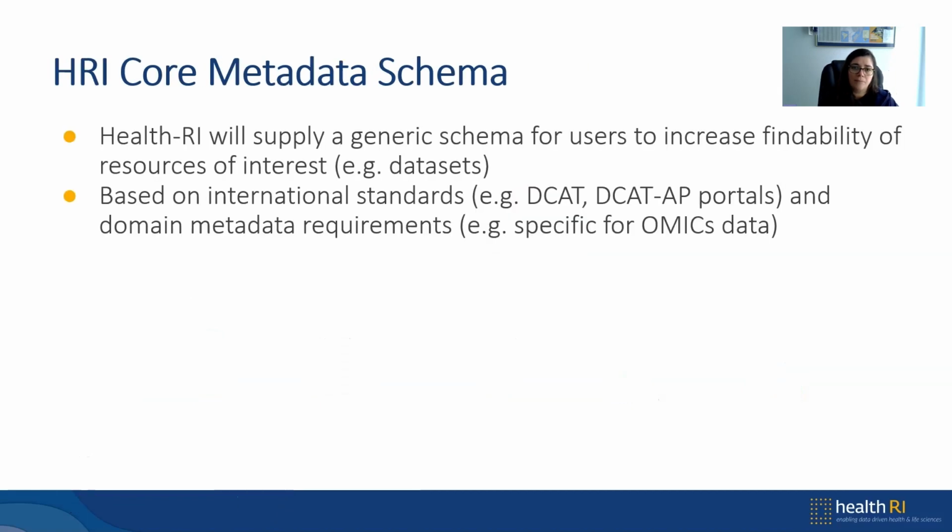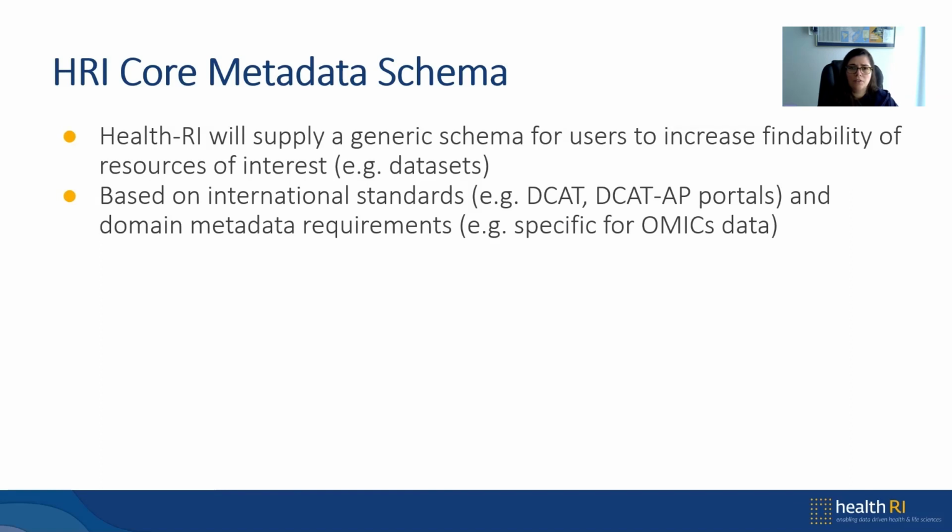Right, here at Health.AI, we are trying to identify the first layer at the moment for Plateau 1. So what is the core metadata schema that all resources relevant in our community have in common? So Health.AI wants to supply this generic schema for users to increase the findability of their resource of interest, for example, datasets. And this core metadata schema is based on international standards, as I mentioned, for example, DCAT and DCAT AP. And also it will include in the future domain metadata requirements, for example, for omics data.